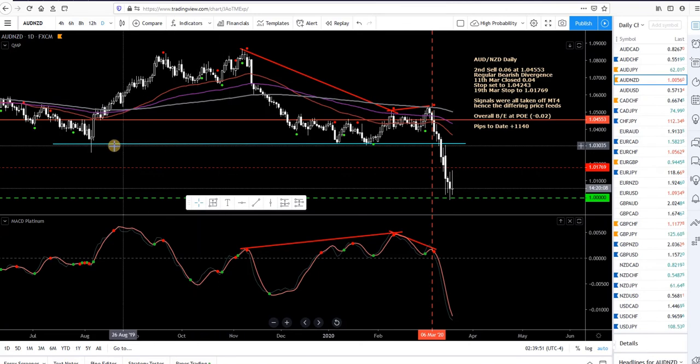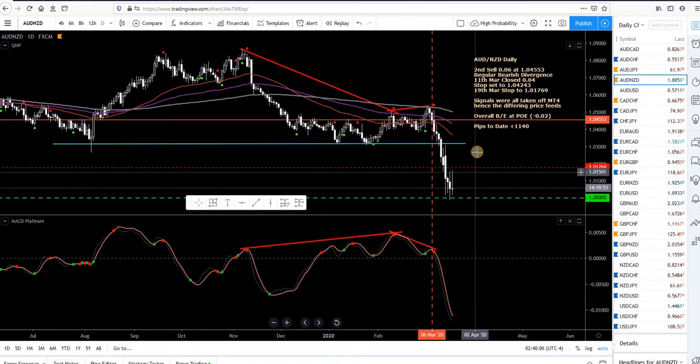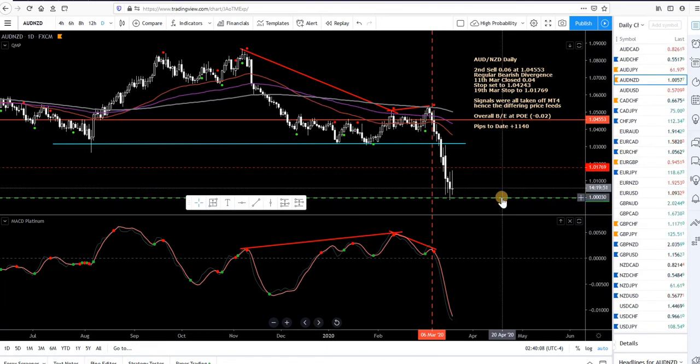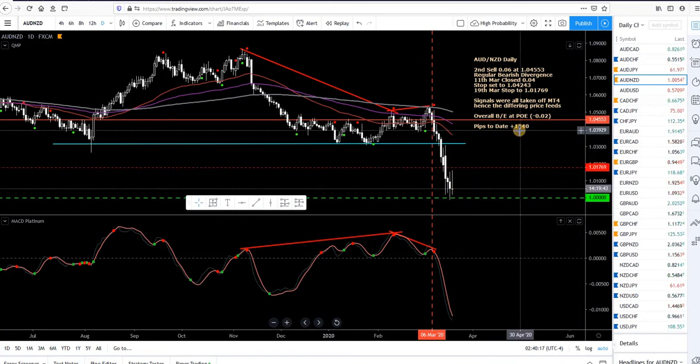Now, when you see blue lines like this trend line, it's just something I'm looking at. It was a level of support here, here, here, and it just broke through there. So it's no longer support, but it may become resistance. Green lines like this normally mean something of significance. In this case, it's Aussie New Zealand, that's parity, 1.00000. You don't see that very often. It's touched it, it's bounced off it. Got a sell, stop in place, read the notes.